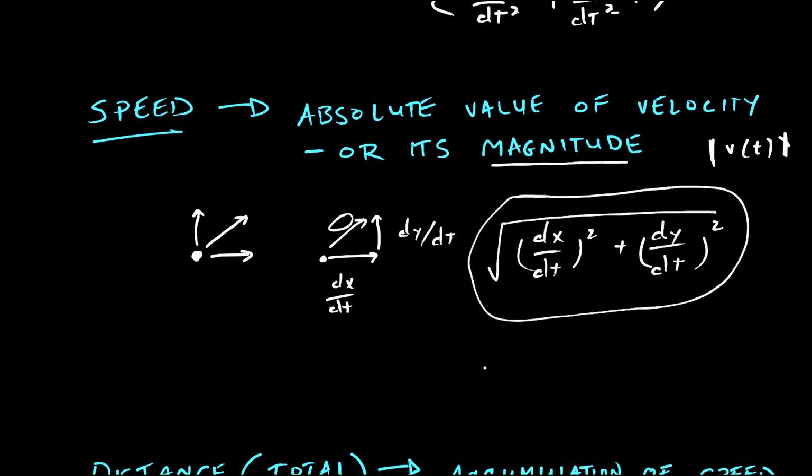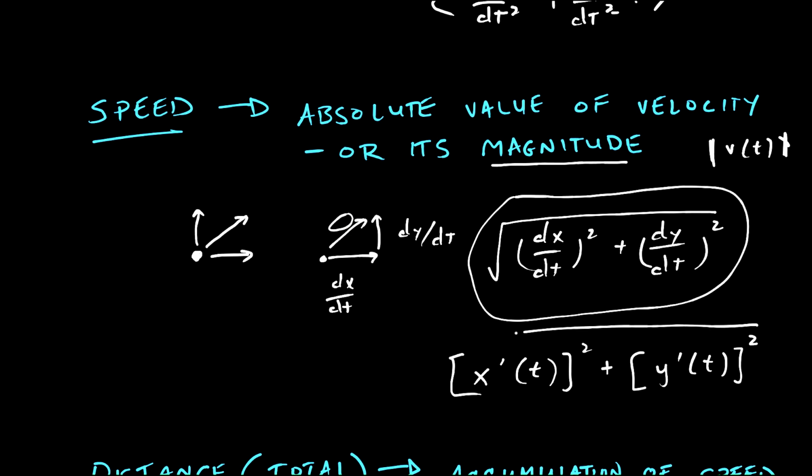Now, we can also write that as the square root of x prime of t quantity squared plus y prime of t quantity squared. And this may serve you a little bit better because if you want it at a particular time, we will simply substitute in whatever value we want for that t here and whatever value we want for that t there.